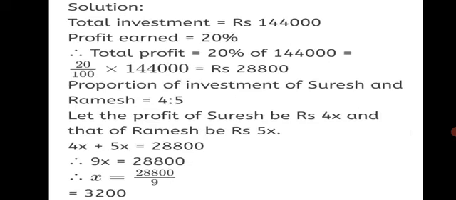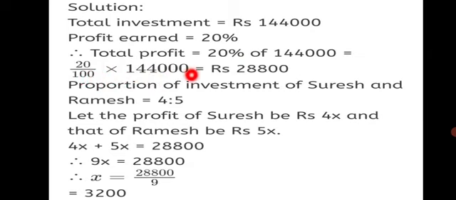So the solution, total investment is equal to rupees 1,44,000. Profit earned is equal to 20%. So here you can see the profit earned in percentage. To find it in rupees, we have to write total profit is equal to 20% of the entire investment. 20% means 20 upon 100, of means multiplied by 1,44,000. So total profit is 20% of 1,44,000, which is equal to 20 upon 100 into 1,44,000.